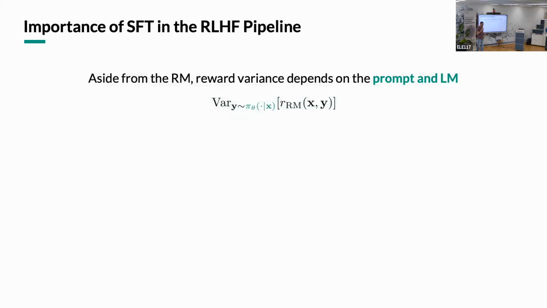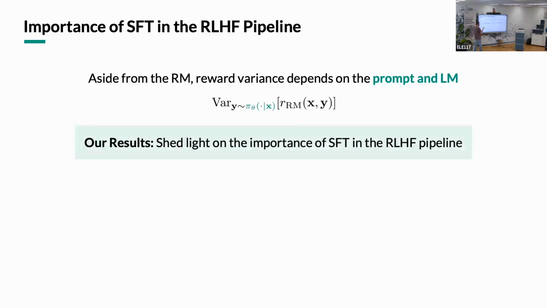All right, so I want to spend a few more minutes on reward variance because I believe that is a very important quantity. Specifically, we talked about how it can shed light on what makes a good reward model, but it also depends on the prompt, the data, and the language model. And so it can also shed light on other aspects of the RLHF pipeline. For example, it can help us explain why doing an initial supervised fine-tuning phase, which is something people often do before running policy gradient, is beneficial in practice.